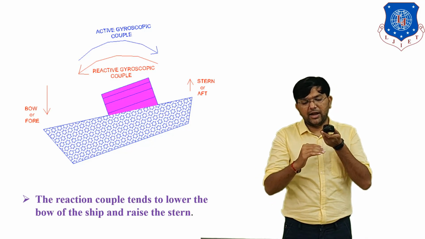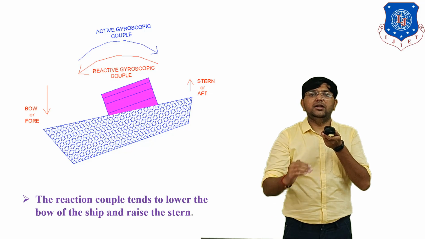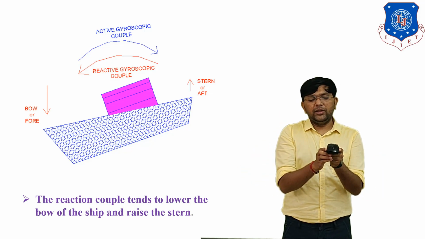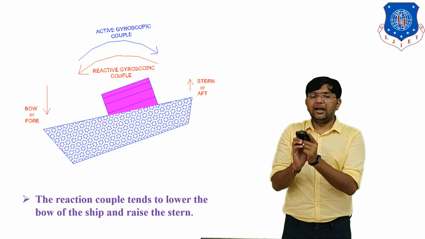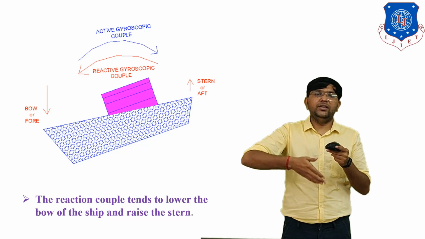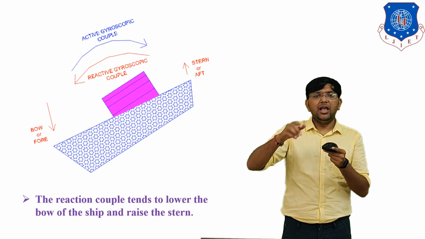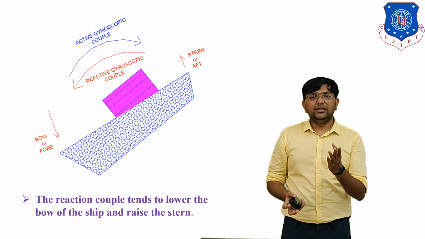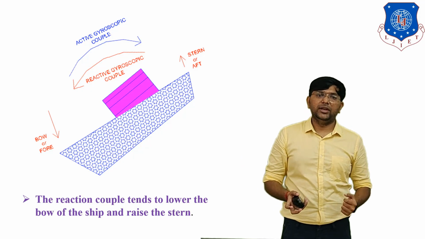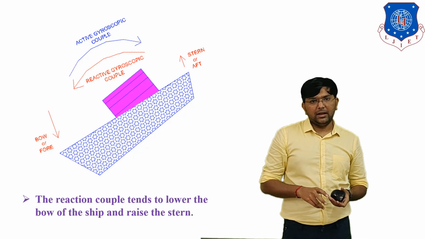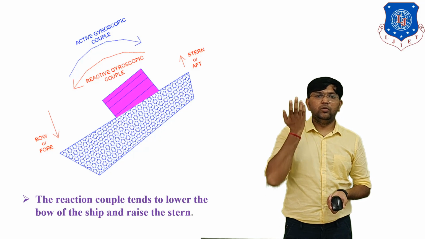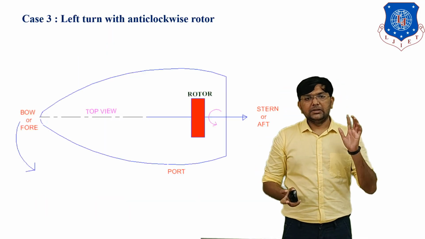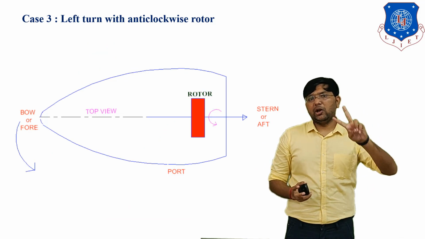So a resultant vector is generated between the two applied forces. So the body tries to move in the direction of the resultant force. That means the fore end of the ship tries to move in the downward direction, and the stern side tries to move in the upward direction. Clear? This is the effect of case number 2 for the reactive gyroscopic couple. Clear? The stern end tries to move in the upward direction, the bow end tries to move in the downward direction. Okay? So these are the first two cases for the clockwise direction.